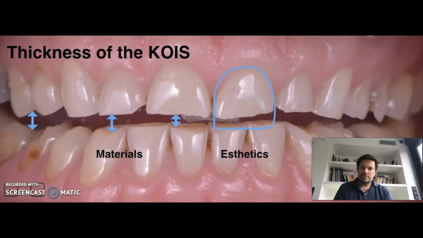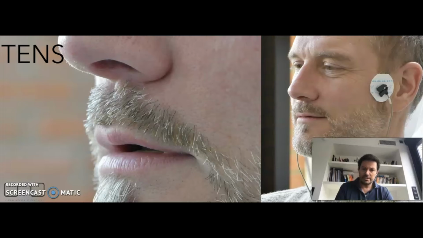And the question is the thickness of the COIS. The thickness of the COIS depends on your aesthetic analysis and the materials you want to use on the posteriors. So you adjust the COIS until for the aesthetic it's correct, and for your materials it's also correct to have space to do minimal invasive dentistry.